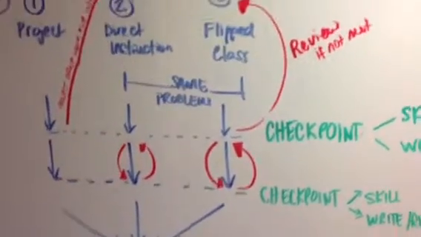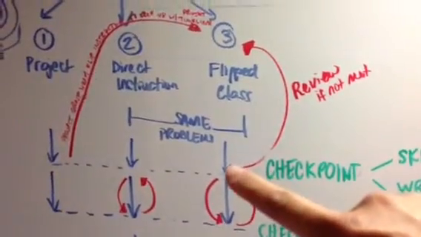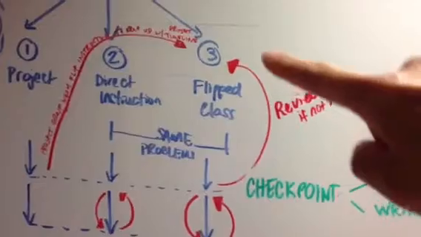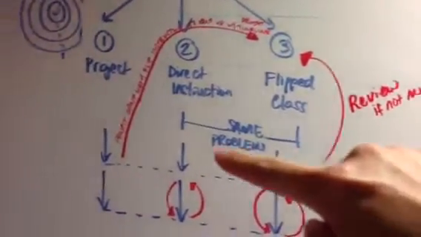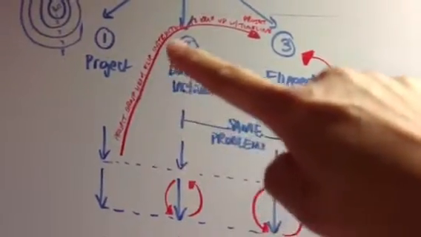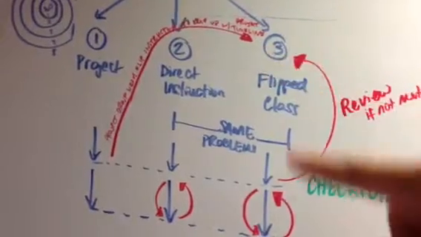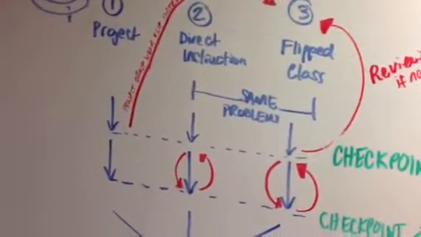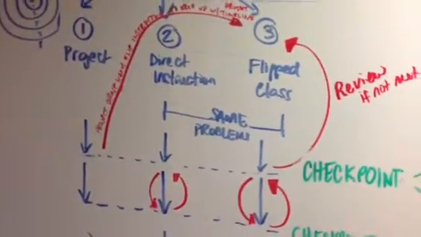If a student doesn't demonstrate that learning objective, they get to go back and kind of review it. If they're in the project group, they actually will be required to do the flipped classroom because they will need to keep up with the timeline of the project.